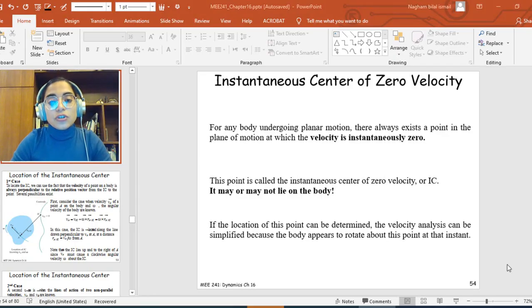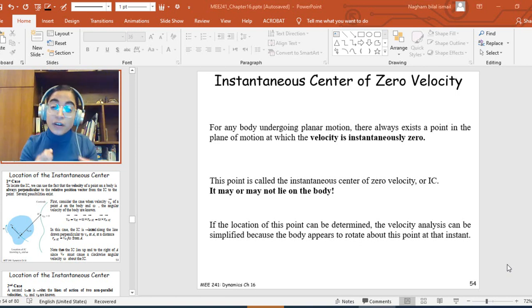In the previous video lecture, we defined the instantaneous center of zero velocity. We said that the instantaneous center of zero velocity is a point that may or may not lie on the body itself, but this point has a zero velocity, as if this body is rotating around this point at this instant. And why is it useful to find and locate this point?